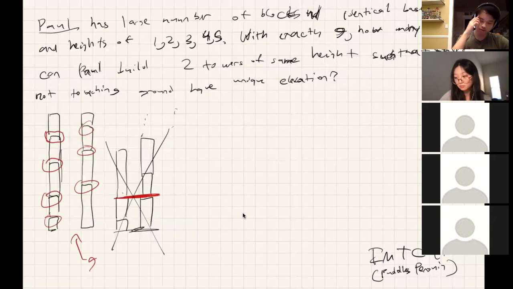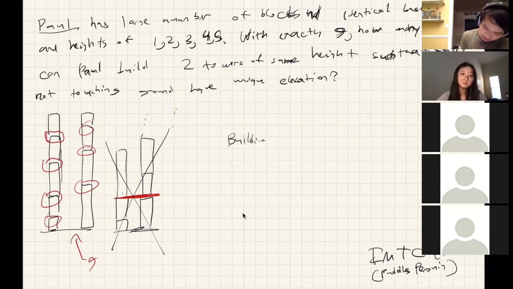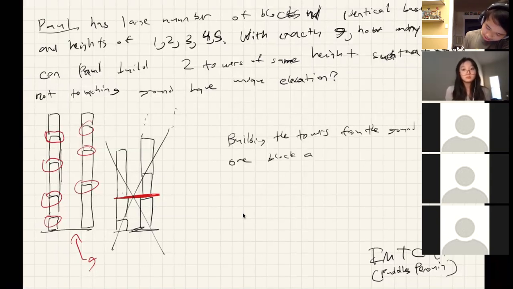there's much of a way that you can brute force this out using your knack for casework or something. So the way you do this is through constructive counting. The critical idea is to think about building the towers from the ground up, 1 block at a time.